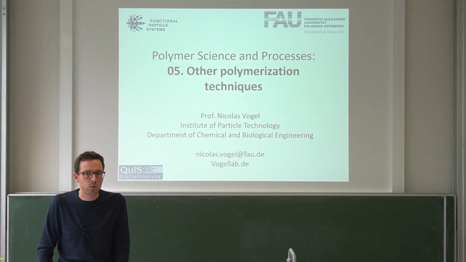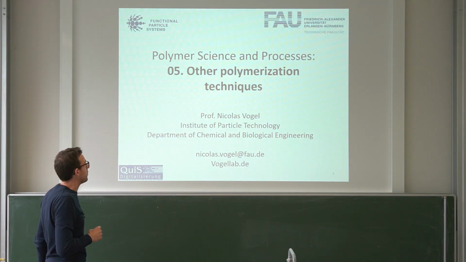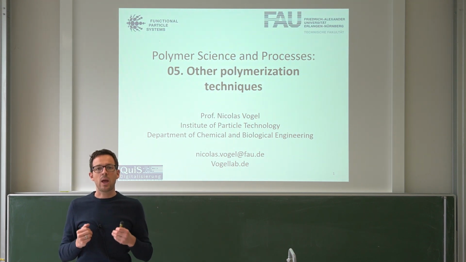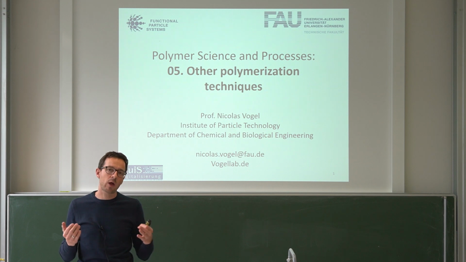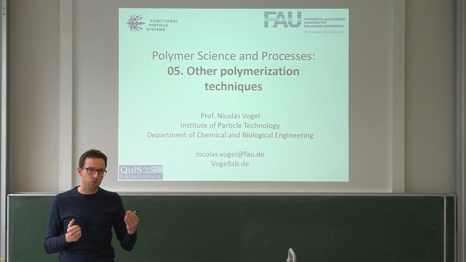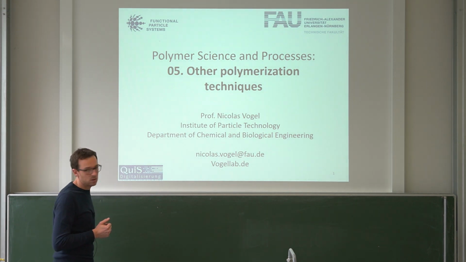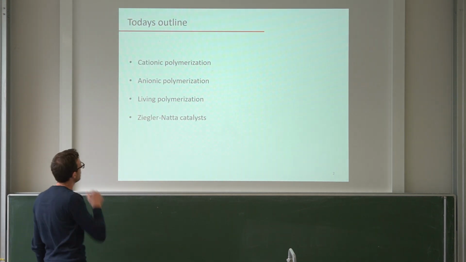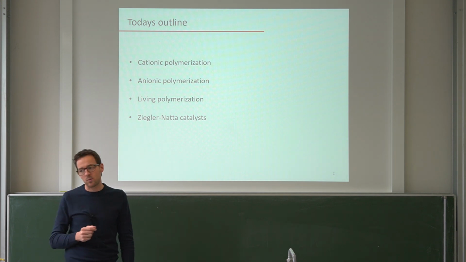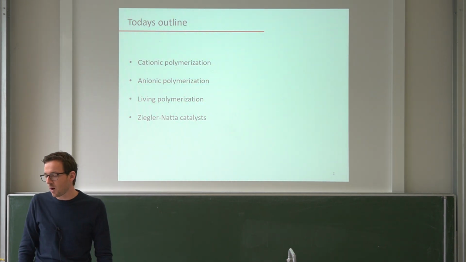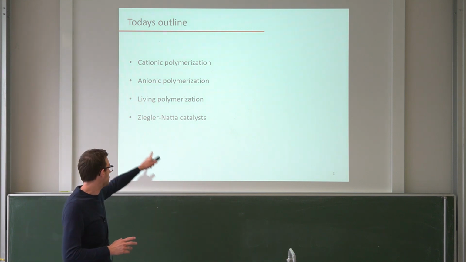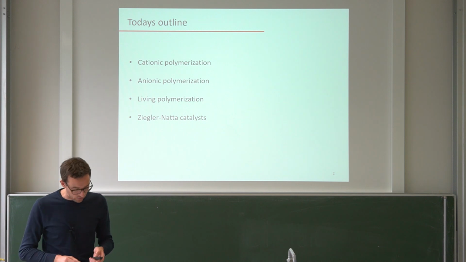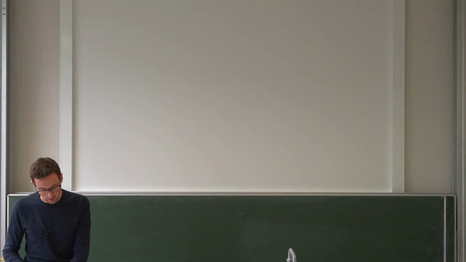So what I want to discuss with you today is, as I said, a few other polymerization techniques, and we will start with thinking about what other active species we can use, or what other high energy species we can use to force a polymerization. What you will see is we will talk about cationic and anionic polymerization, and then we will come to a bit more specialized classes like living polymerization and a short introduction into catalysis for polymerization. But let's first consider the following point.